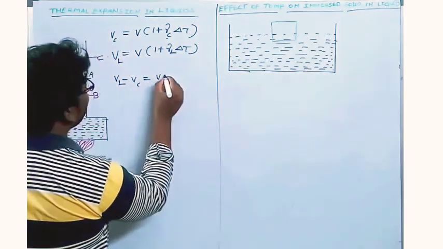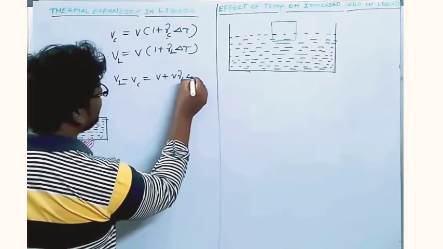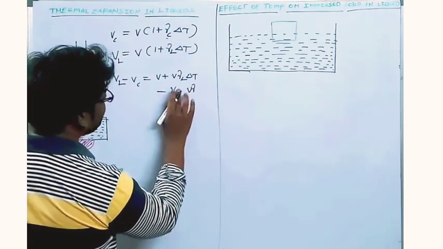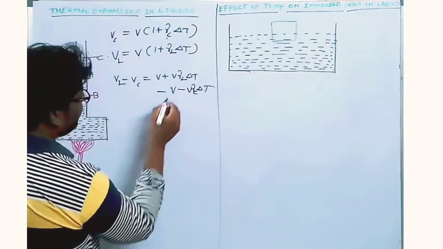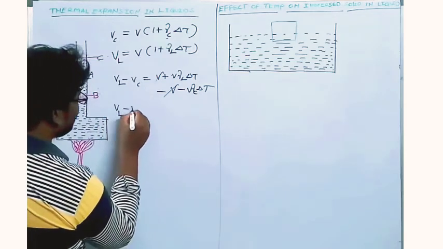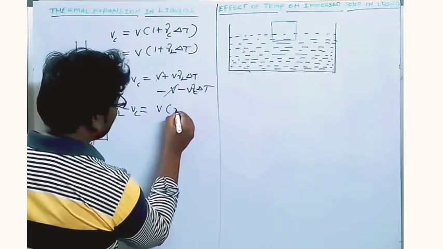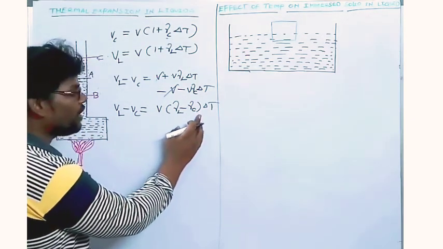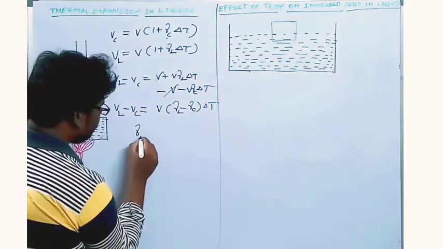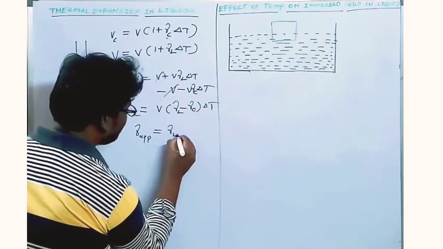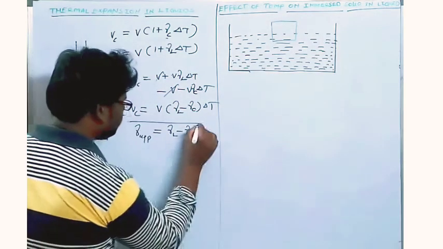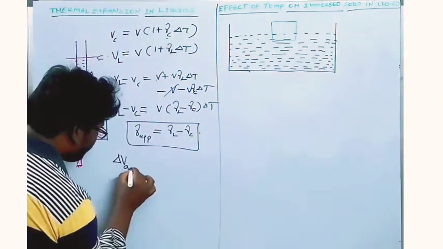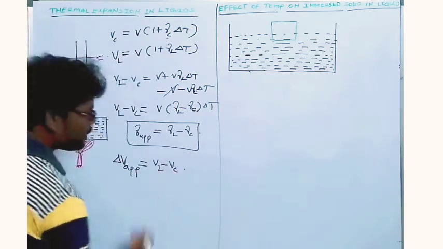So VL means V plus V into gamma L delta T, minus V plus V into gamma C delta T, and V will cancel out, and the remaining term is VL minus Vc is equal to V into gamma L minus gamma C into delta T. Here gamma L minus gamma C is the apparent value of gamma, that is equal to gamma L minus gamma C. So VL minus Vc is the change in apparent volume.